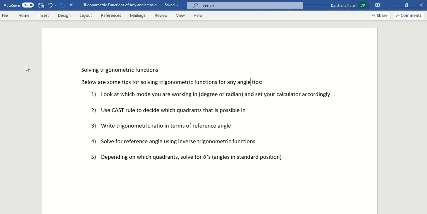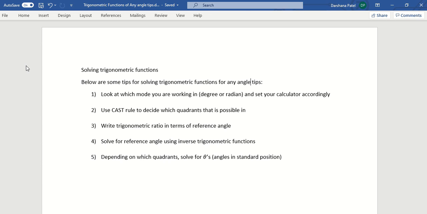Second, we use the CAST rule: cos positive in the fourth quadrant, all positive in the first quadrant, sine positive in the second quadrant, and tan theta positive in the third quadrant, to decide which quadrant the given question is possible in. Meaning that if we are told cos theta equals a positive number, then using the CAST rule we say, oh, that's possible in quadrant 1 and 4. If we are given tan theta to be negative, then we say, oh, that's in quadrant 2 and 4, and so on.